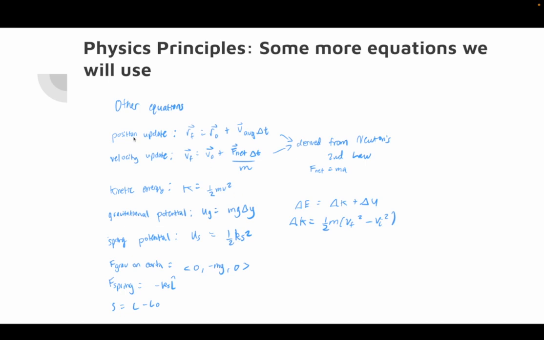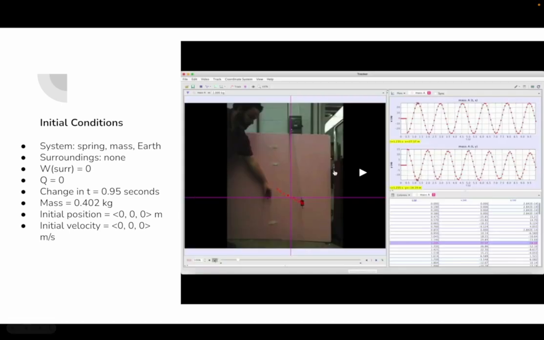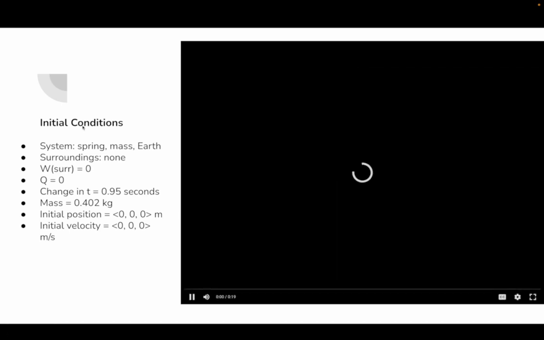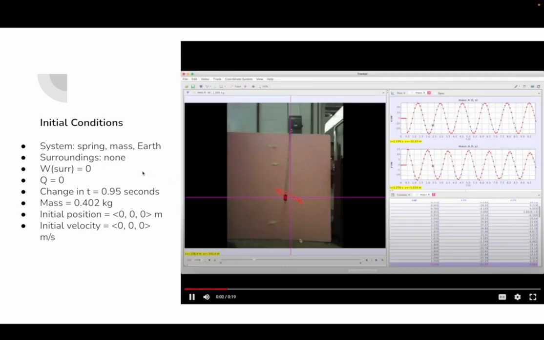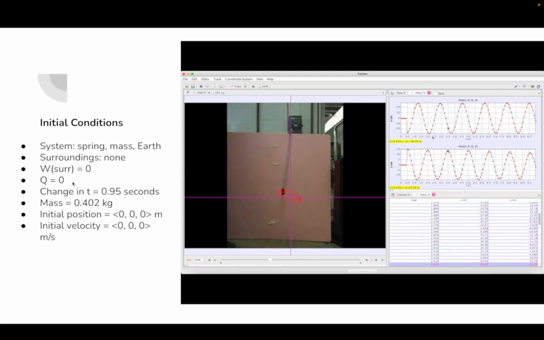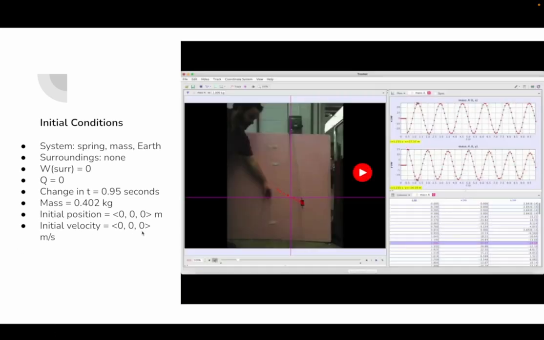So some other equations we're going to use are the position update, the velocity update, some different energy formulas, and force formulas. So the initial conditions are the system is the spring, mass, and earth, and the surroundings are none. The work of the surroundings is zero, heat is zero, and change in t is going to be 0.095 seconds. The mass of the weight is 0.402, and initial position and velocity is around zero.